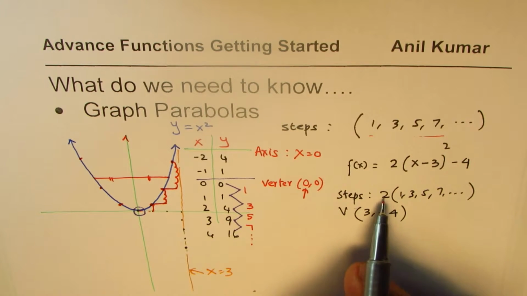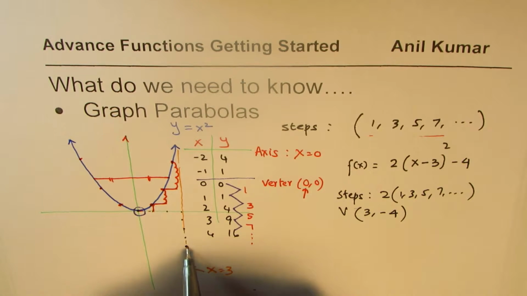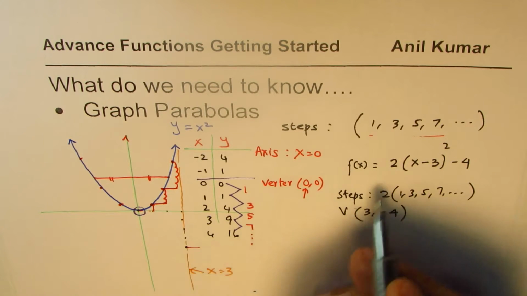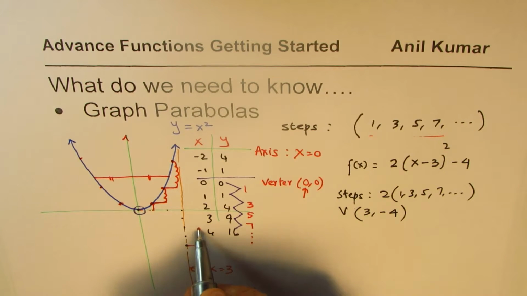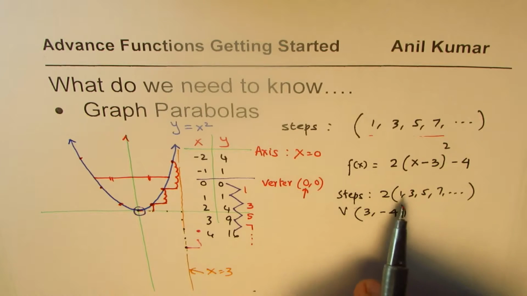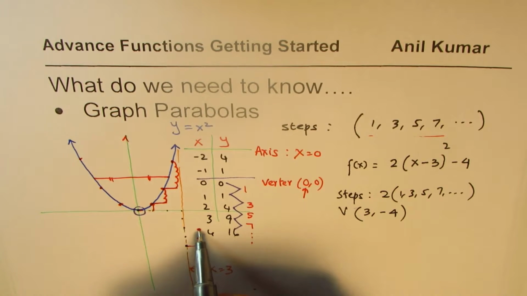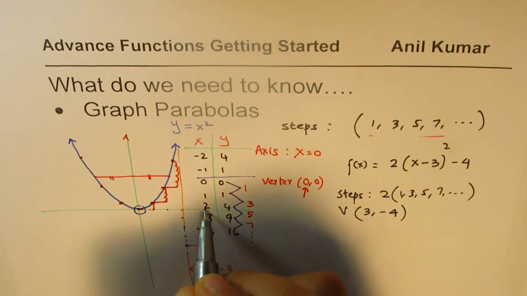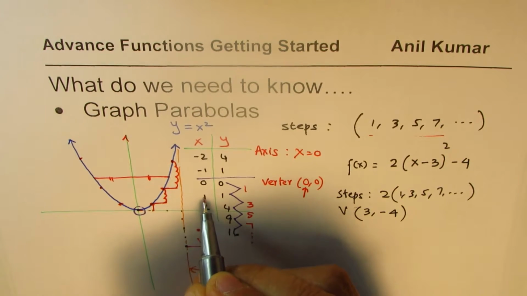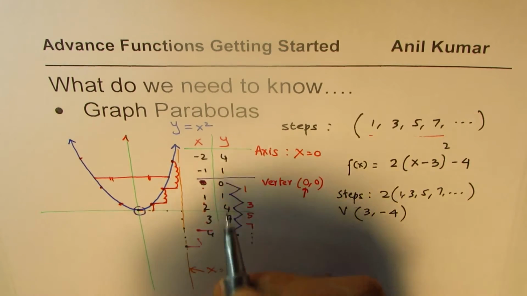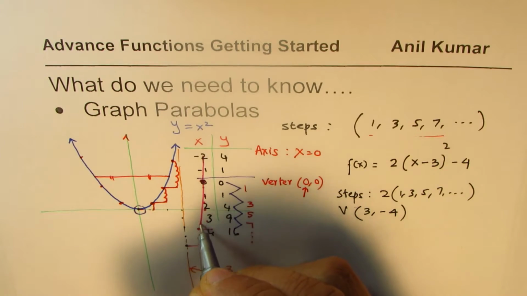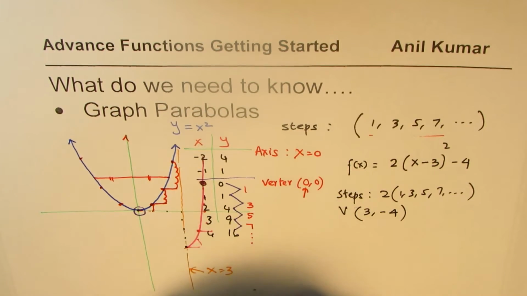So steps are twice 1, 3, 5, 7. So if I use 1 unit to the right, I have to go 2 up. So 1, 2. So this is my next point. Do you see that? Next step is 6 up. So next step will be 1, 2, and then 3, 4, 5, 6. Let's say this is 6 up. So joining these points, we get this side of the parabola.